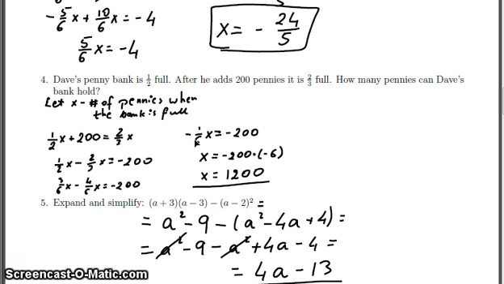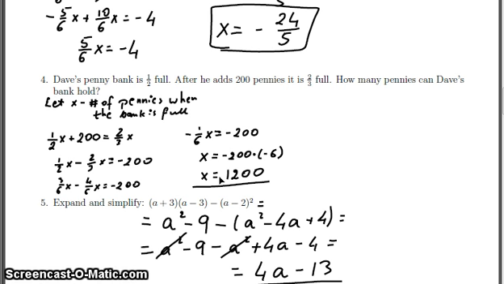These two little fractions add up to negative 1 over 6, so you have negative 1 over 6 x is equal to negative 200. You multiply by negative 6, which is the reciprocal of negative 1 over 6, and x equals 1200. Then you can check it.